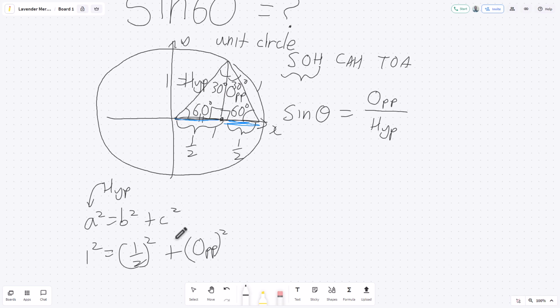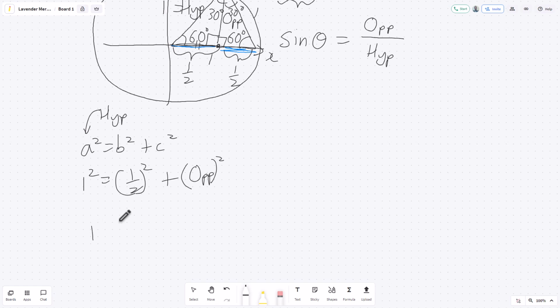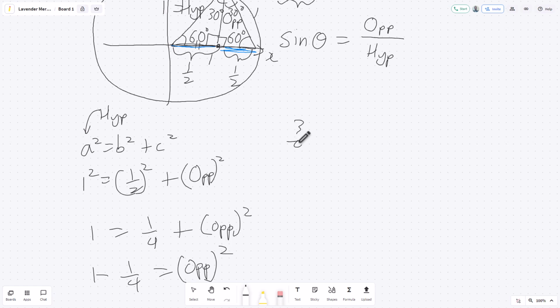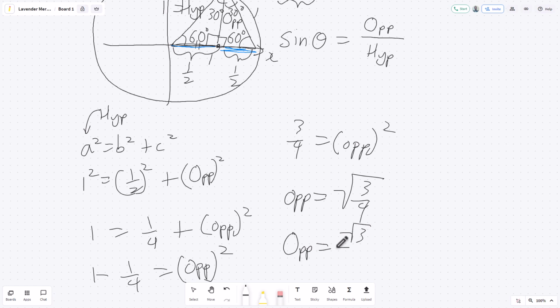Okay, so if we figure this out, it will be 1 is equal to 1 over 4 plus opposite squared. That will be 1 minus 1 over 4 is equal to opposite squared. And that will be 3 over 4 is equal to opposite squared. And therefore, the opposite will be the square root of 3 over 4, and the opposite will be root 3 over 2. That is the final answer.